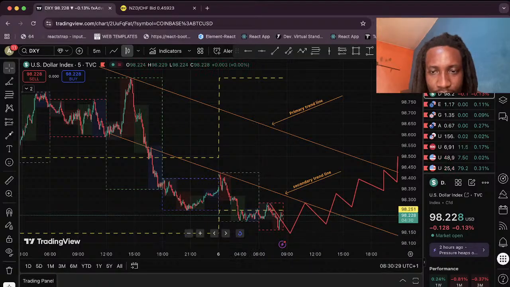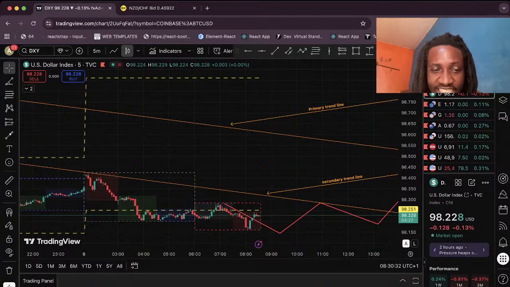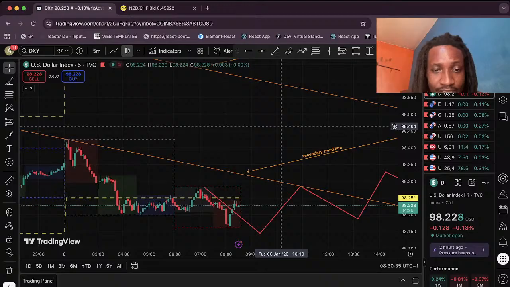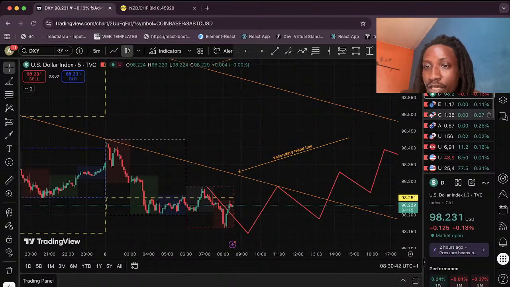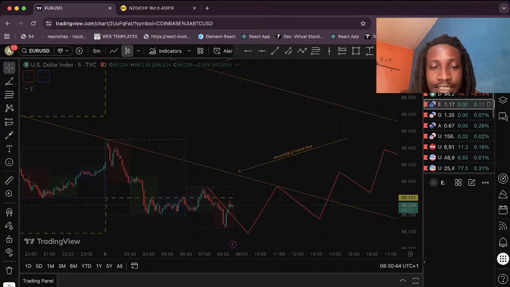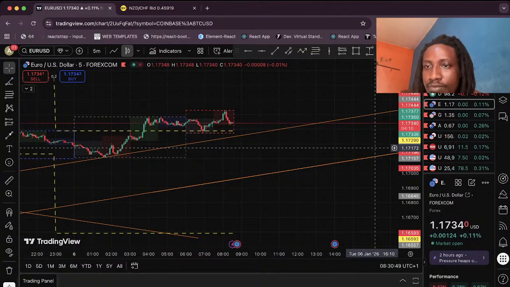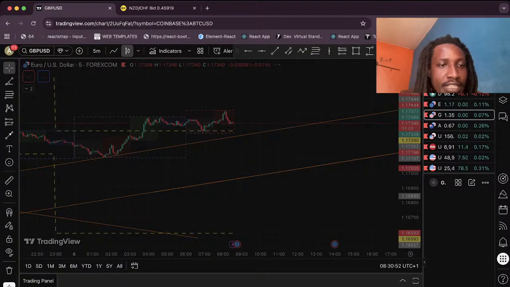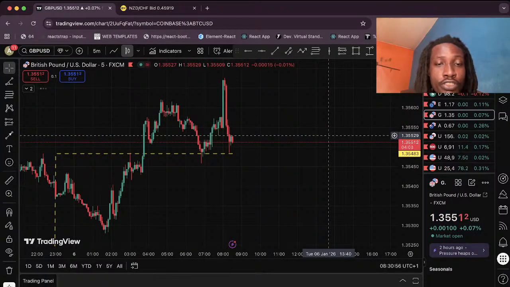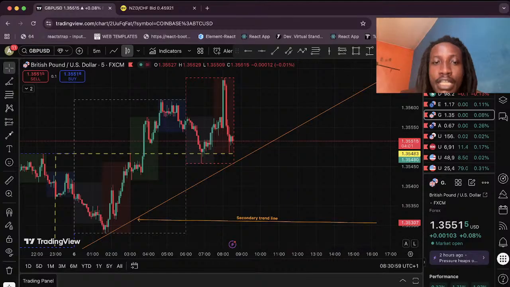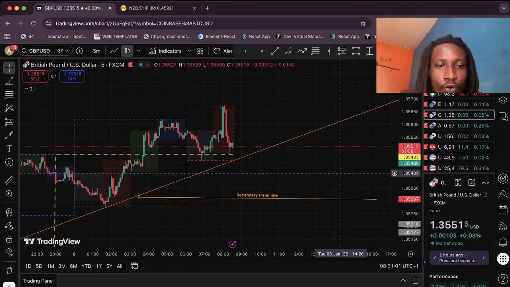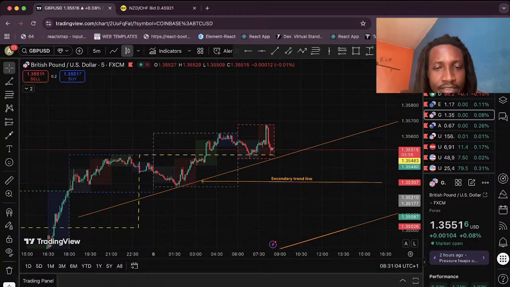But am I excited that the first expectation we wanted, that price did it? Yes, I am excited. Are we excited that we have a Euro USD that is following what DXY is doing? Yes, we are excited. Are we excited about the external and internal structure of what Euro USD is doing? Yes, we're excited. Are we excited about what British Pound is doing? Yes, I am excited.